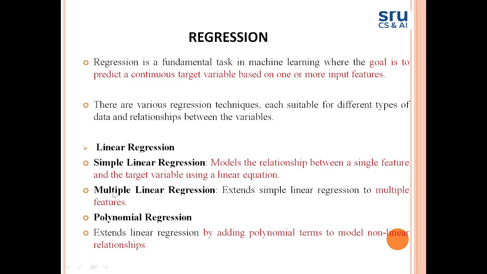Here we are using, say, simple linear regression, which models the relationship between a single feature and, say, the target variable using a linear equation, say y is equal to mx plus c, where m is the slope and c is the intercept. Multiple linear regression extends simple linear regression to multiple features. Then we are having polynomial regression. It extends linear regression by adding polynomial terms to model nonlinear relationships.